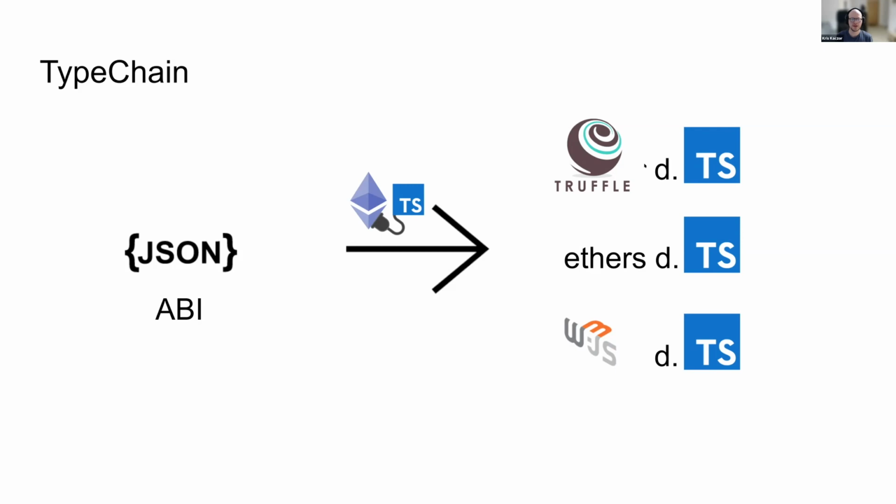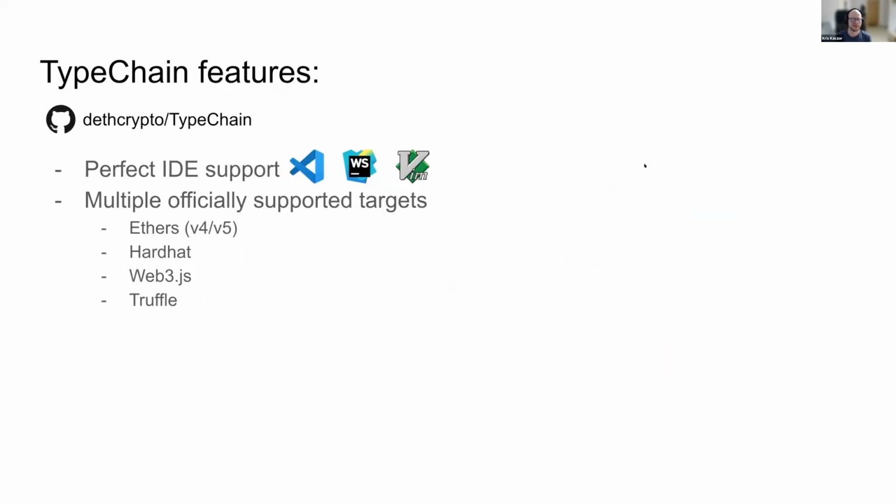This way you have excellent IDE support. You can just browse through the methods that are available on the smart contract. We support NatSpec as well, which was already mentioned during this Dev Summit.